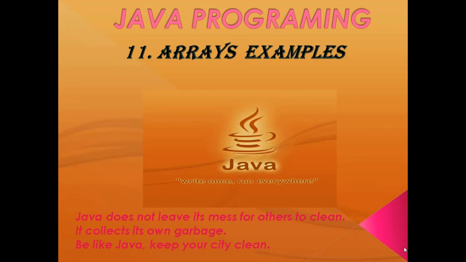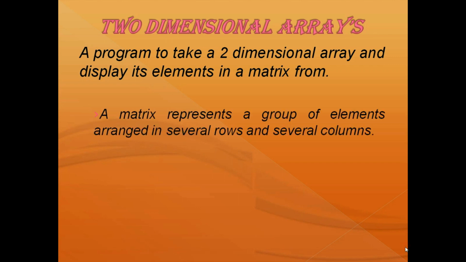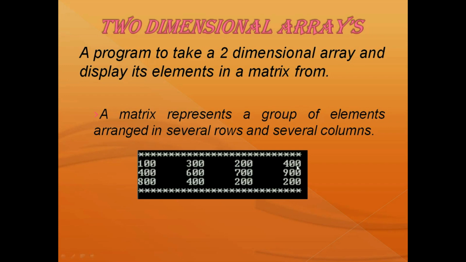In this video, we will discuss some examples of multidimensional array and jagged array. So, first let us write a program to take a two-dimensional array and display its elements in a matrix form. What is a matrix? A matrix represents a group of elements arranged in several rows and several columns like this. Here we have 3 rows 1, 2, 3 and 4 columns 1, 2, 3, 4.